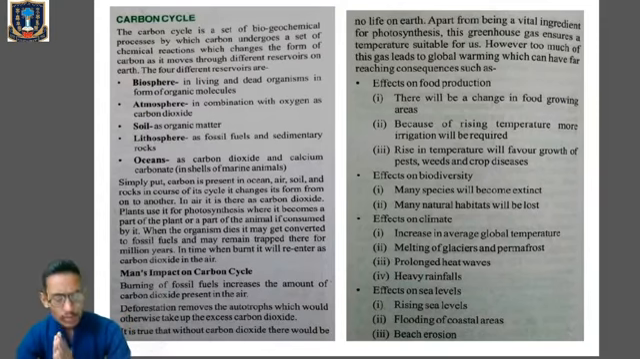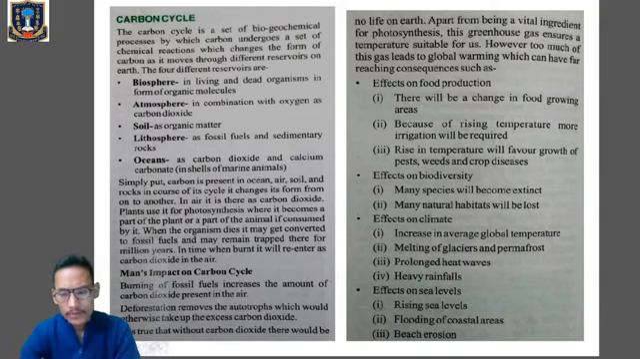Clear? So basically, what is the carbon cycle? We have heard the word carbon, right? When we think about carbon, we simply think about carbon dioxide, because the carbon source, generally carbon dioxide, is the most important part of the air, because it is taken up by the plant to perform the process of photosynthesis.